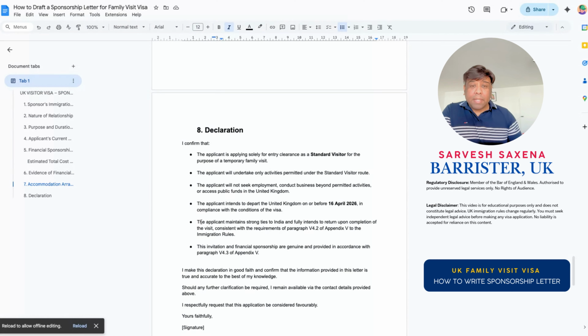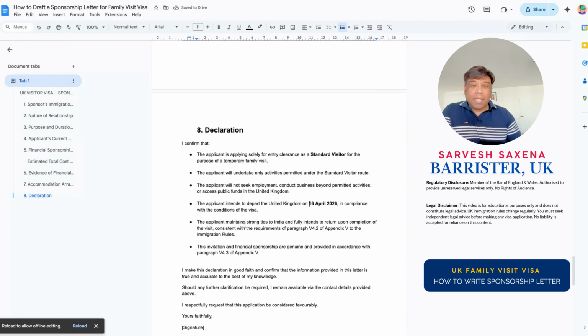The applicant intends to depart the UK on or before 16th of April. I think you should not write "or", you should write "on" 16th of April, in compliance with the conditions of the visa.